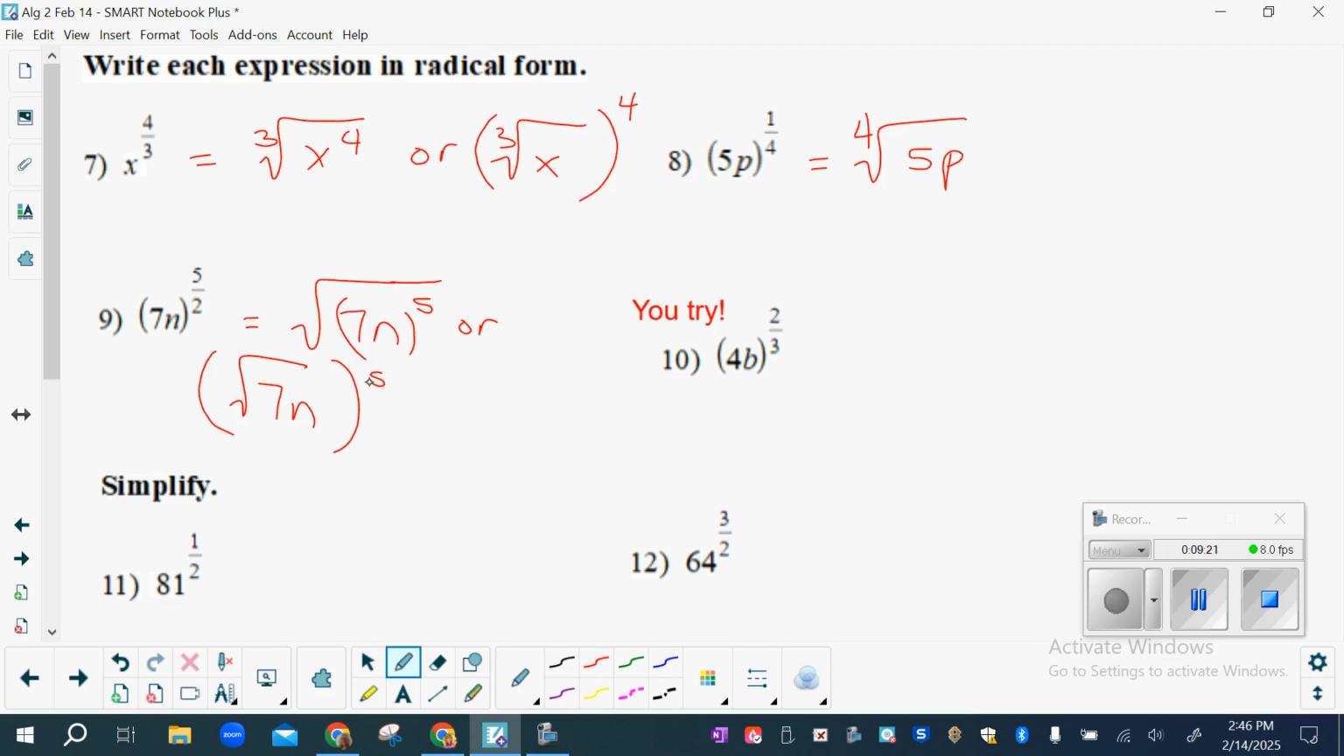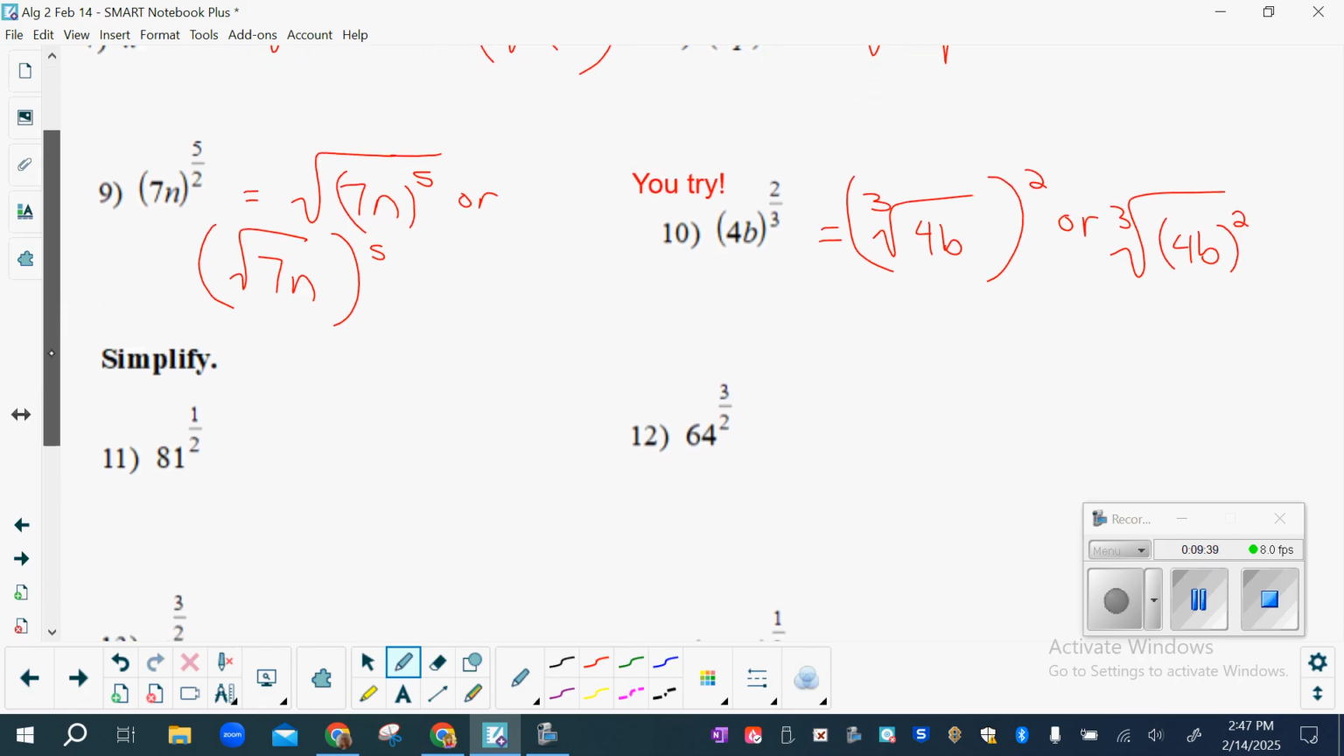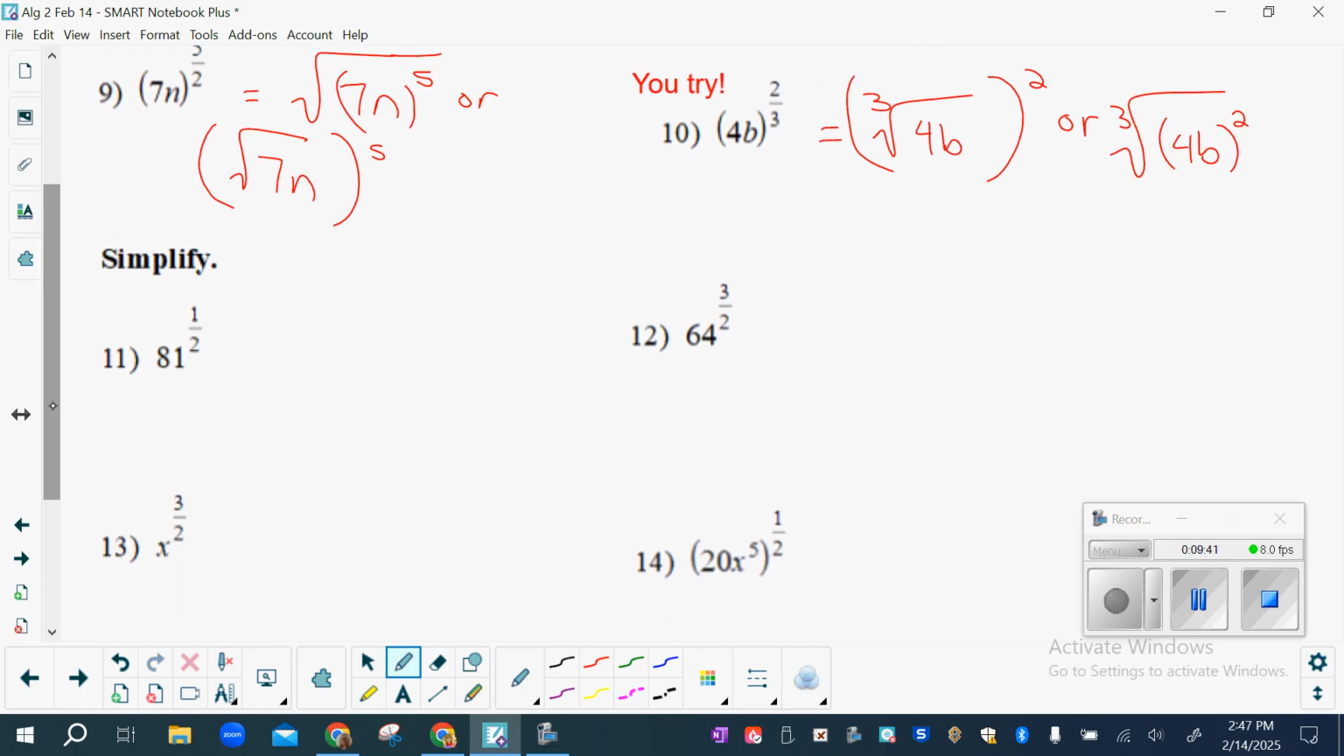Okay, everybody who I looked at, they had it right. So either one of these 2 is acceptable. Okay, so now these are going to get just a little bit harder. We're going to simplify now.